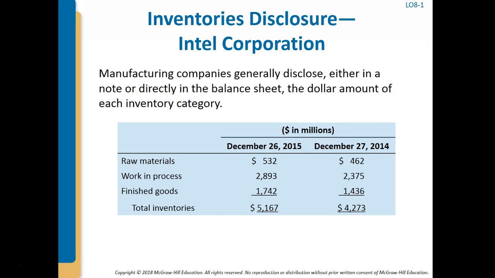Manufacturing companies generally disclose, either in a note or directly in the balance sheet, the dollar amount of each inventory category. So, for example, Intel, one of the world's largest semiconductor chip manufacturers, reports inventory as shown here on this slide.